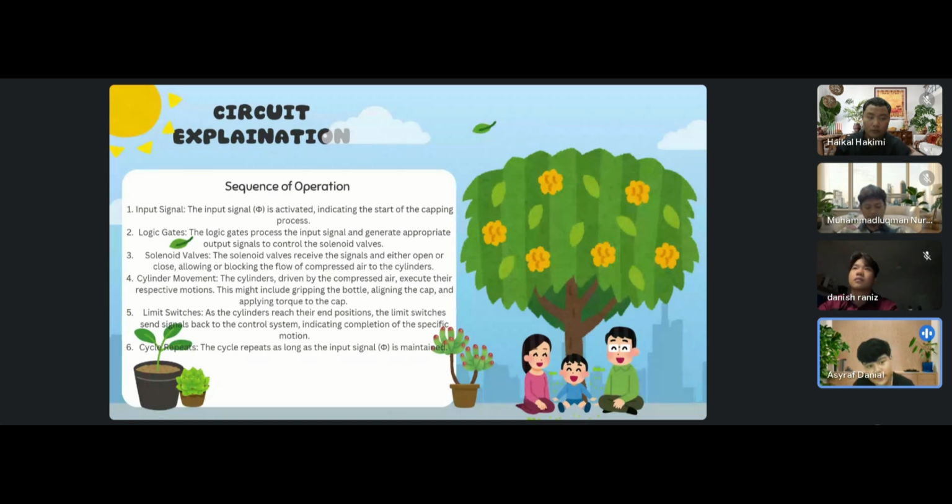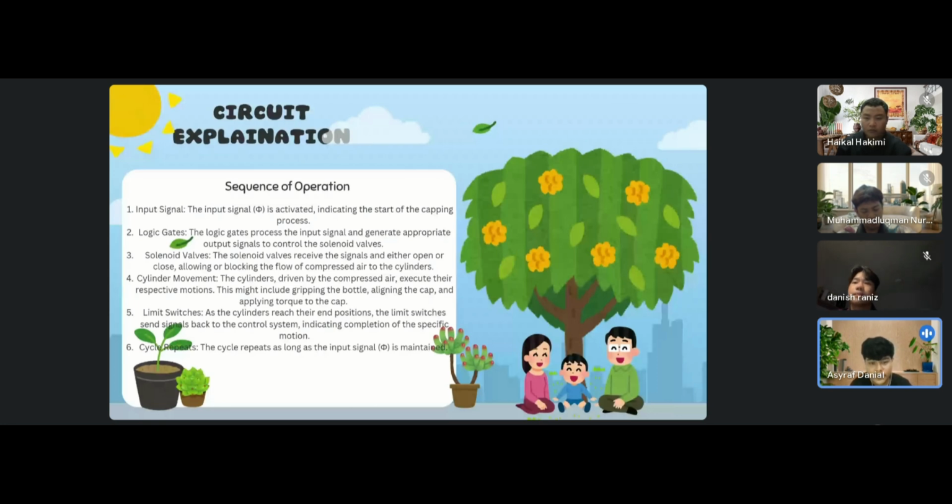And third, the sequence of operation. Firstly, the input signal. The input signal is activated, indicating the start of the capping process. Second, logic gates. The logic gates process the input signals and generate appropriate output signals to control the solenoid valve. Third, solenoid valve. The solenoid valve receives the signals and either opens or closes, allowing or blocking the flow of compressed air to cylinders.